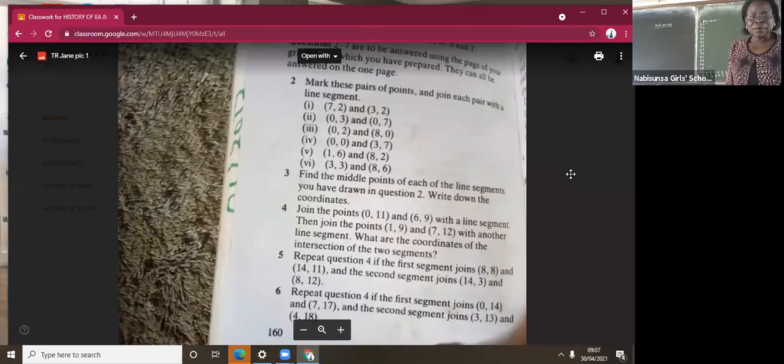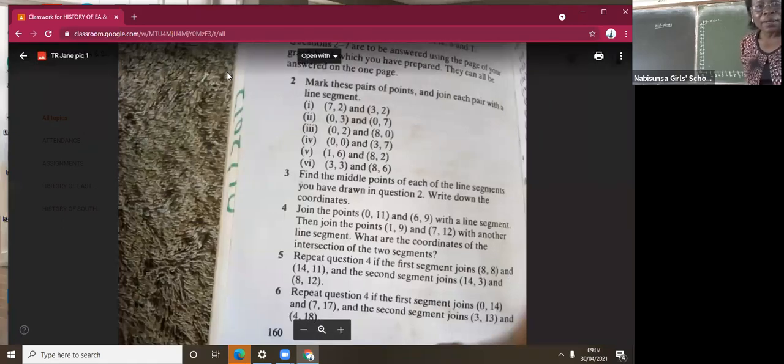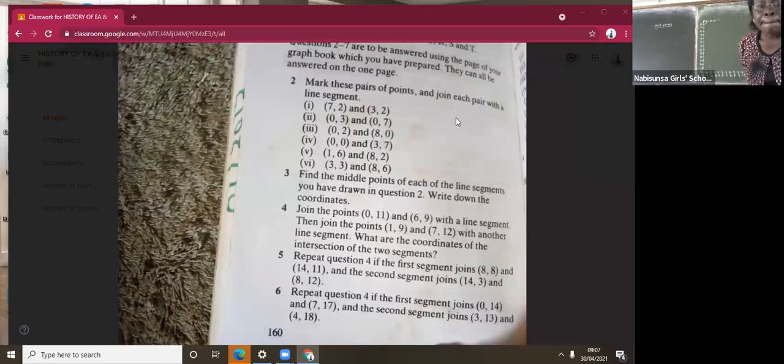Can someone read for us question number 2? Mark pairs of points and join each pair with a line segment. Thank you very much, Tracy.